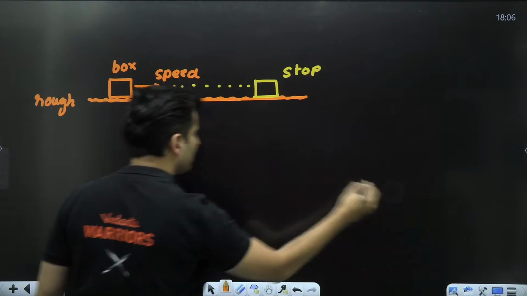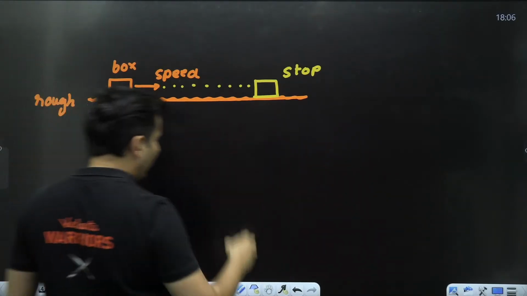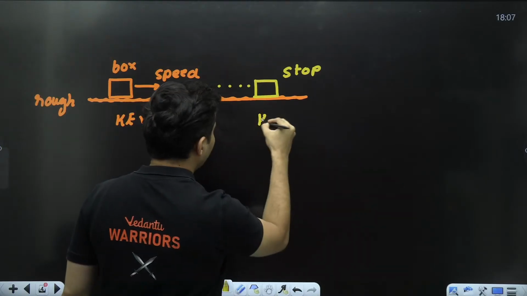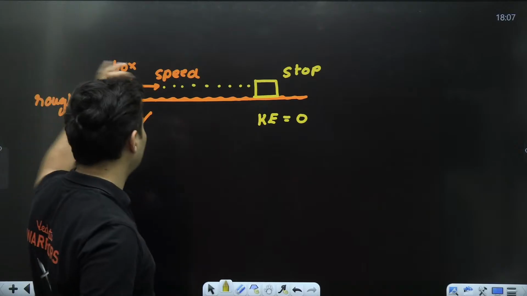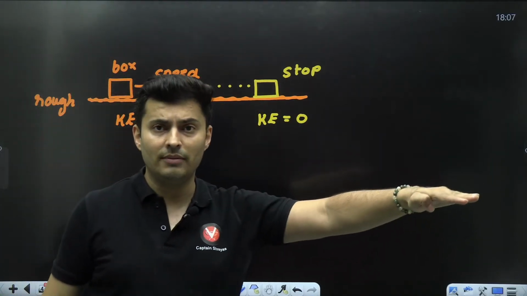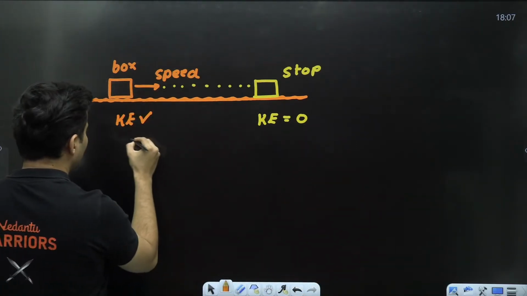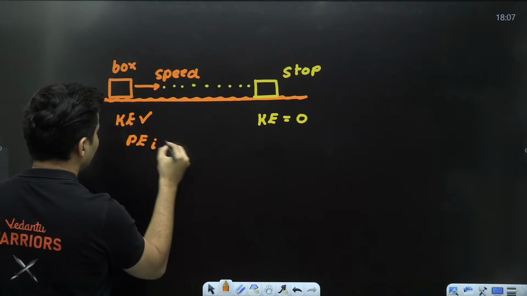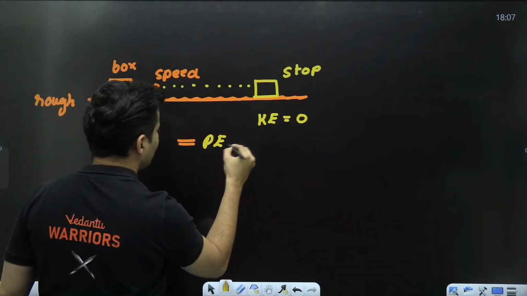If you notice, over here it had some kinetic energy. At this particular point, the kinetic energy became zero. Potential-wise, gravitation-wise, it did not change anything because it was at the same horizontal level. So whatever potential energy it had initially, it has the same potential energy finally, gravitation-wise.